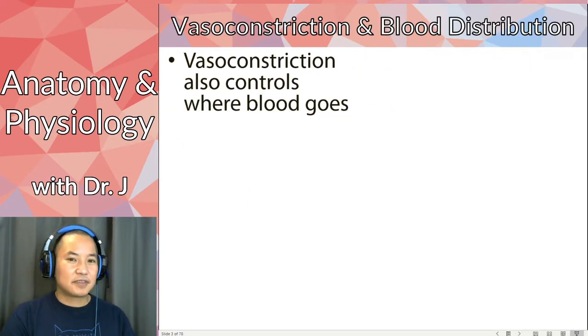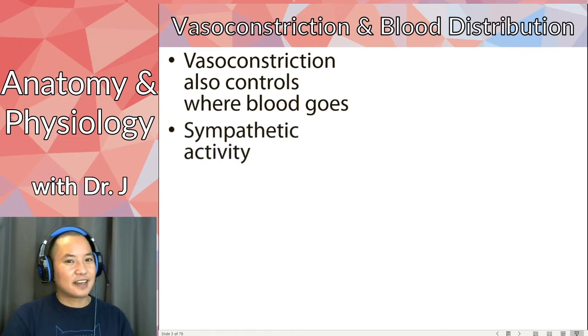Another thing about vasoconstriction is that it's how your body is able to redirect blood where it needs it the most. The cool thing is that if you don't need blood going to an area, and you want to shunt it somewhere more important, you can constrict the blood vessels where it's not needed, thereby diverting the blood to where it's needed.